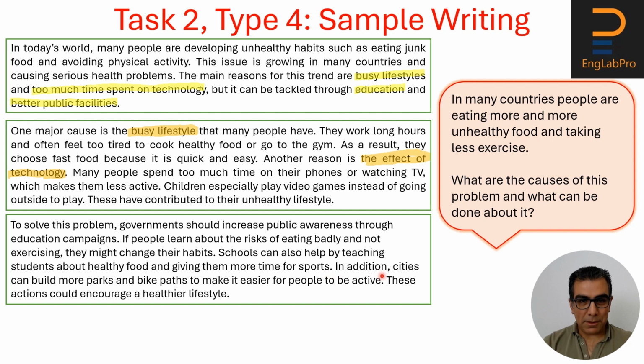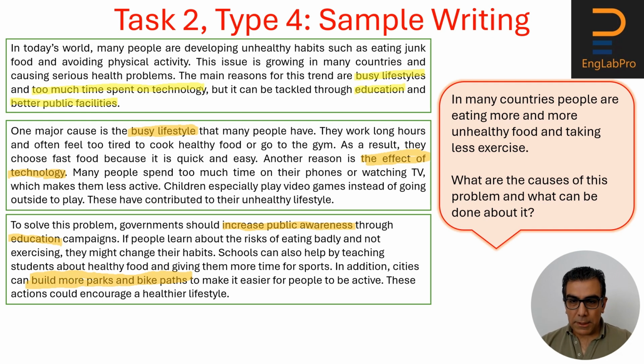In addition, the second one, better public facilities. In addition, cities can build more parks and bike paths to make it easier for people to be active. These actions could encourage a healthier lifestyle. So again, let me highlight them. We have increased public awareness is the first one, as we had it here, through education campaigns. And the second one, we had better public facilities. Here it is mentioned the cities can build more parks and paths. So this is more facilities in cities.